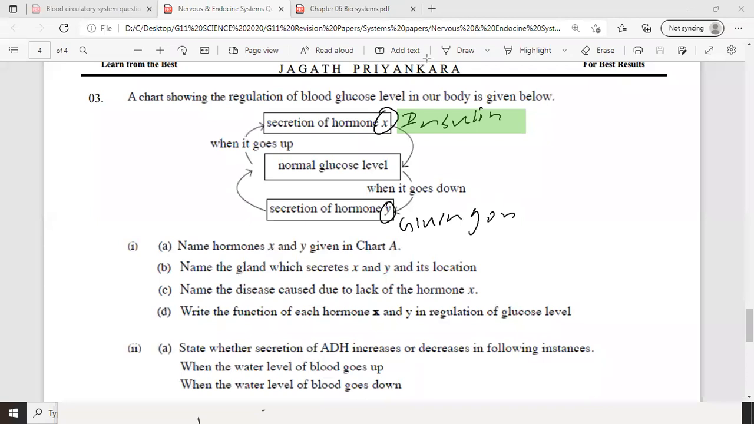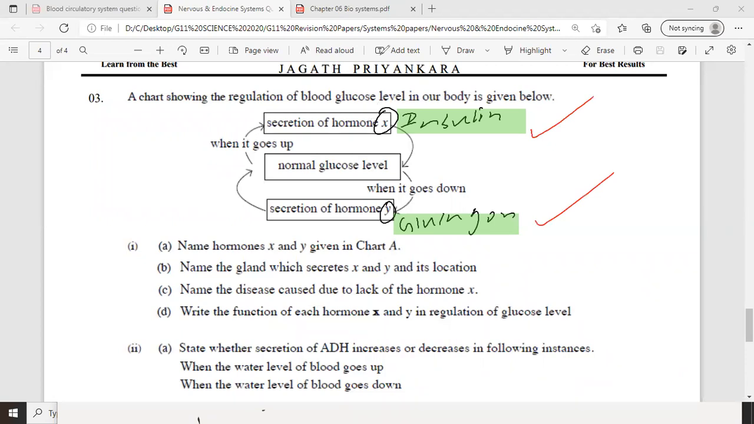Again, I'll write. That way also you can write to the other side. Now, secretion of hormone X: when blood glucose level goes up, insulin is secreted. That means X is insulin. When blood glucose level goes down, Y is secreted. That is glucagon. That's how you easily decide. So name the hormone X and Y I have already done. No need to write again. X is insulin, Y is glucagon.